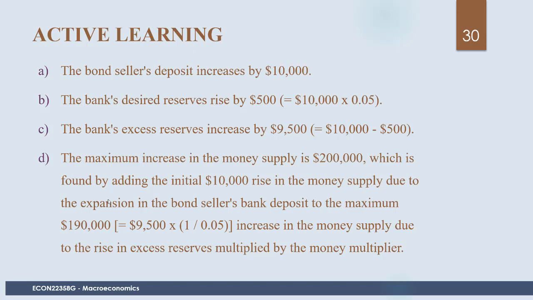Okay, so the initial excess reserves is 9,500. We multiply that by the money multiplier, and that gives us 190,000. But we just need to remember to add the $10,000 initial purchase to that amount, because this is new money into the system because it's coming from the Bank of Canada. It wasn't money that was already in circulation. If it was money that was already in circulation, then we wouldn't include it. So again, the answer is 200,000. We're taking the sum of 10,000 plus 190,000.